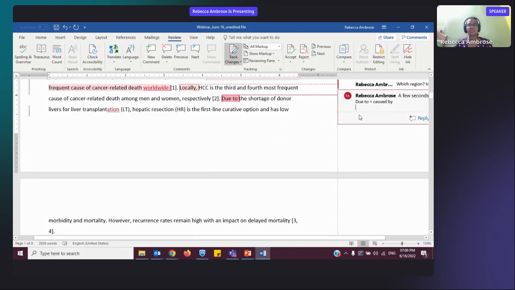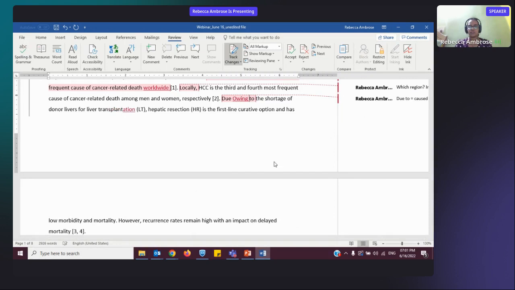What the authors actually mean is that because of the shortage of donor livers, hepatic resection is the first line curative option. So we can either use because of, or owing to. These two are synonymous. Now, because we already have two over here, I'm just going to say owing to the shortage of donor livers for liver transplantation.